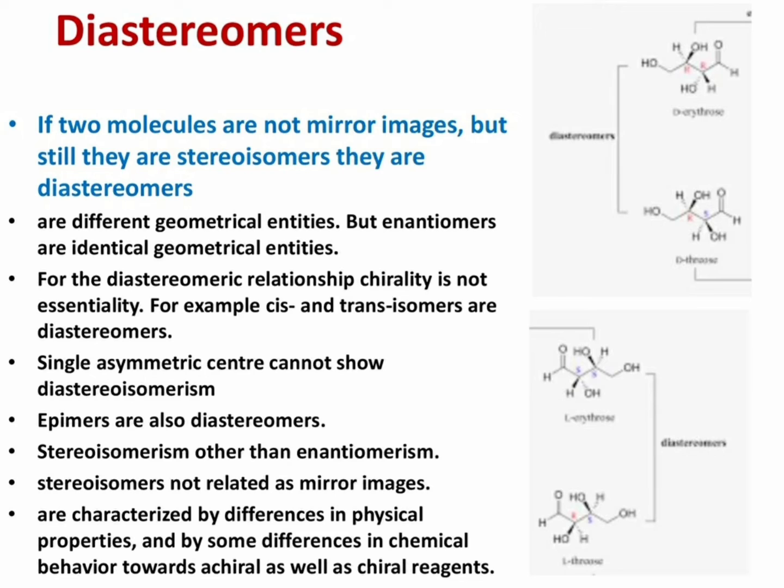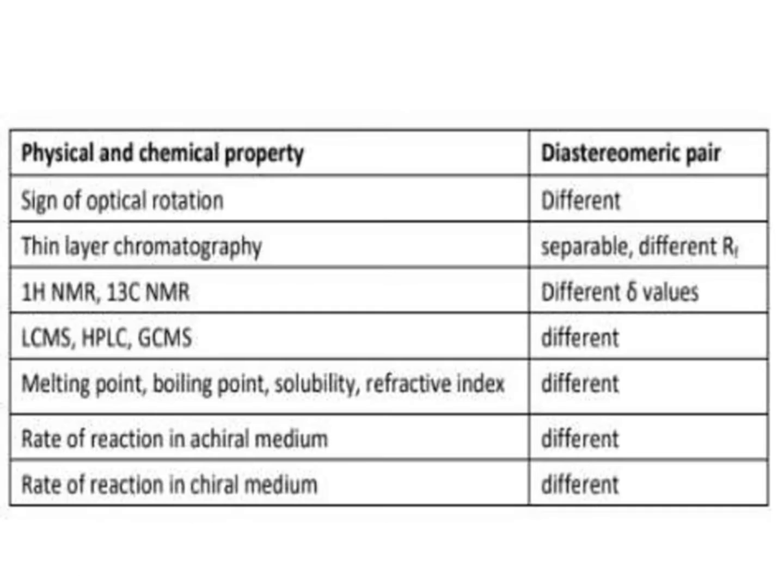Diastereomers are stereoisomers which are not related as mirror images. So they are characterized by differences in physical properties, and by some differences in chemical behavior towards achiral as well as chiral reagents. In short, we can say that a diastereomeric pair has a different sign of optical rotation. They are separable in TLC. They have different Rf values in TLC. They have different delta values in proton NMR and C13 NMR.